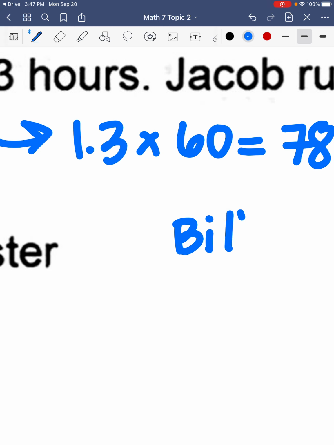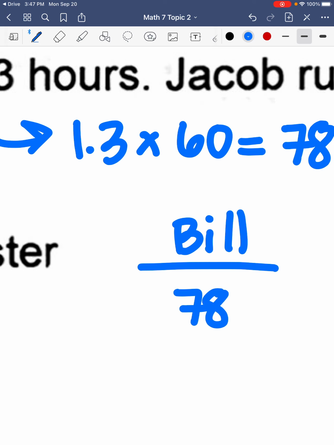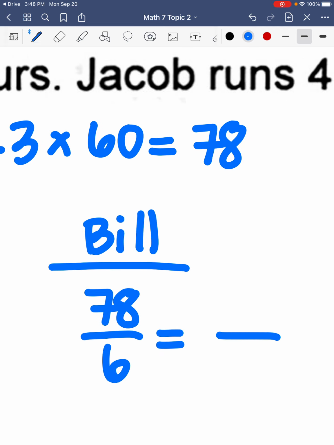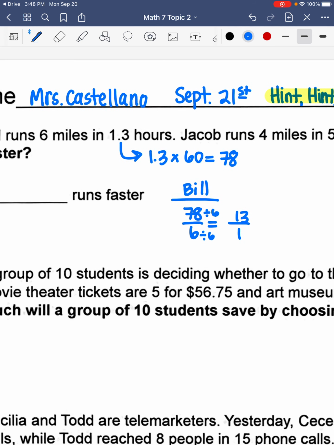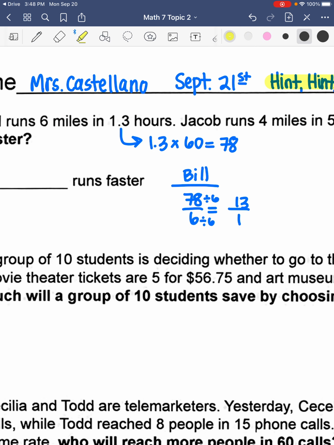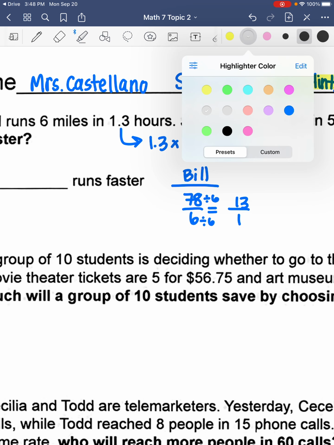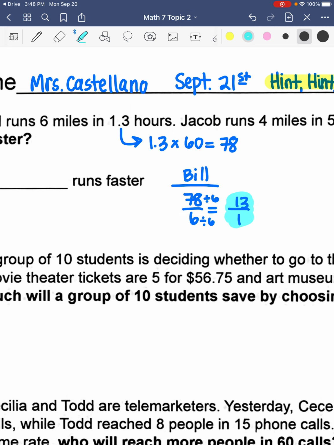Okay, so now we can write a unit rate. So let's start with Bill. Bill runs 6 miles in 78 minutes. Well, what is his speed for 1 mile, or how long does it take him to run 1 mile? Well, to go from 6 to 1, I'm dividing by 6. So I'm going to do the same thing on the top. 78 divided by 6, and when I put that in my calculator, I get 13. So Bill runs at a pace of 1 mile in 13 minutes.